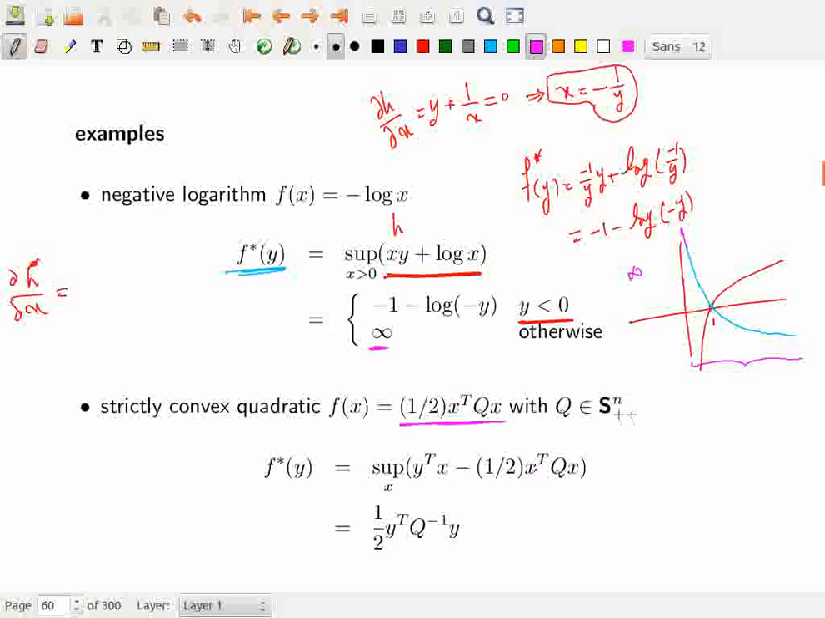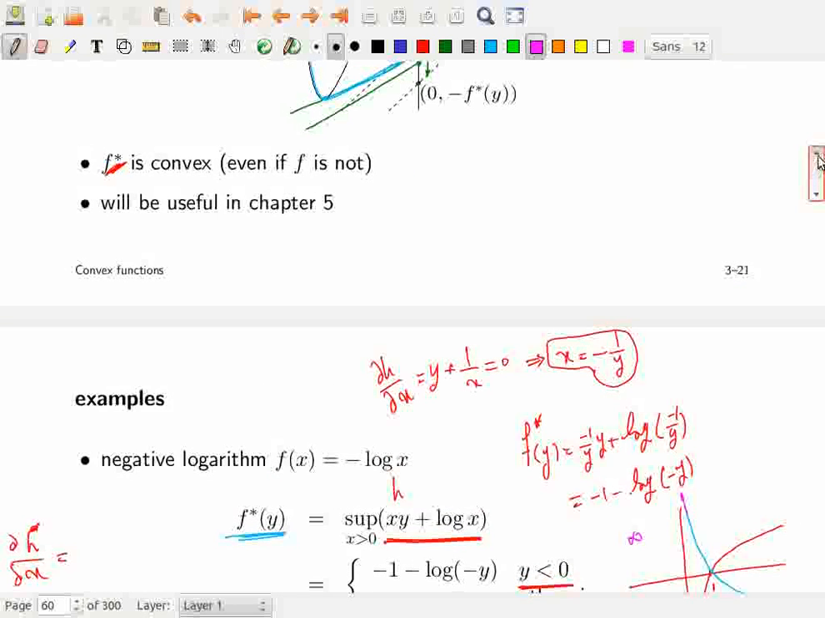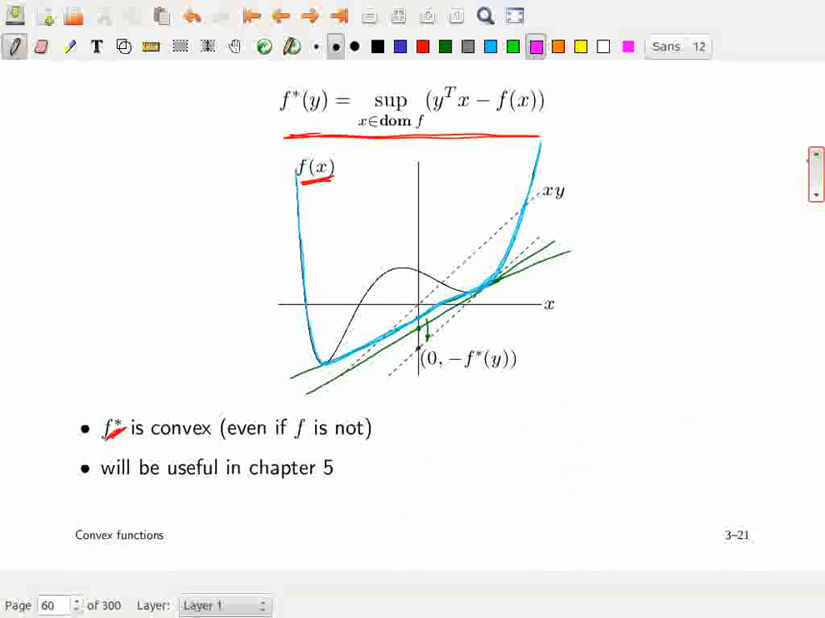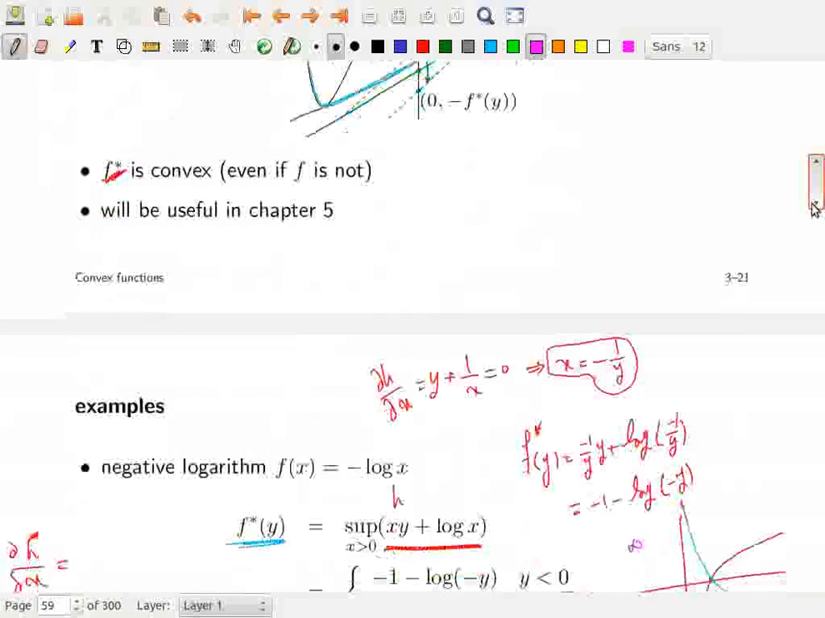And one important thing that maybe is useful later: f of x plus f conjugate of y is always greater than or equal to x transpose y. I think it can help sometimes for solving problems.